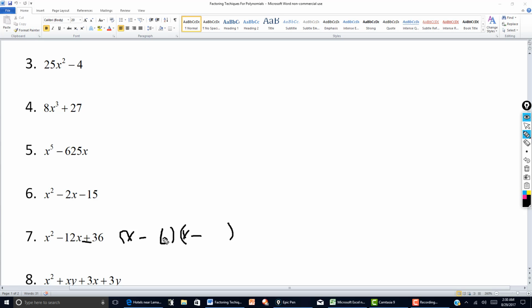Okay, x times x is the x squared. Minus 6 times minus 6 is 36. Multiply these out, you get minus 6x. These out, minus 6x. Add it up, you get minus 12. Okay, we could also write this as x minus 6 squared. So you should recognize this as a perfect square trinomial.